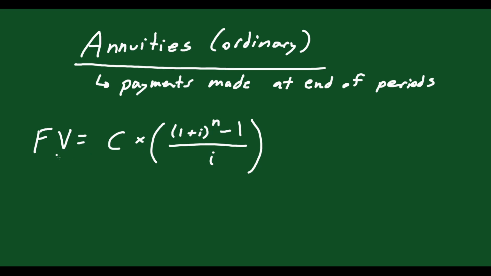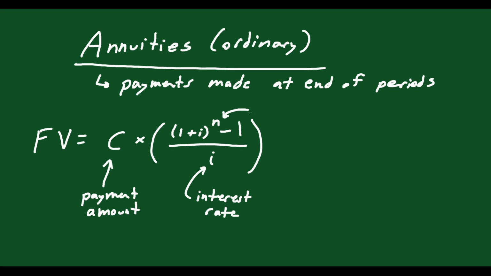So let's just take a breather here and let's talk about what each of these things means. So the future value is the value of these payments being made in the future after they've had a chance to accumulate interest over time, right? C, this here, is the actual amount of each payment, right? So that's the, you could say, payment amount. I, which we see here and also up here, is the interest rate. And N is the number of payments.